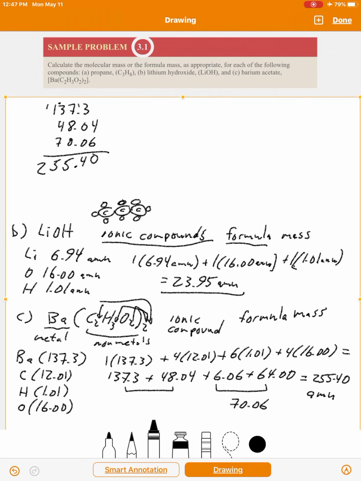There is a sig fig issue here in that this one only goes out 1 digit past the decimal point. And so since you're adding numbers, you only go as far out as the one that goes the fewest spaces, which is the 3 there. So it only goes out 1 digit. So really, we should round it to 255.4 AMU.